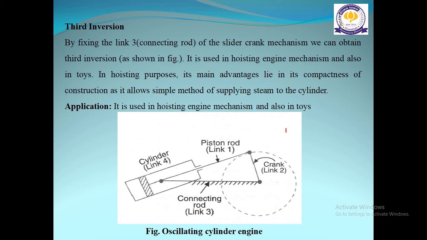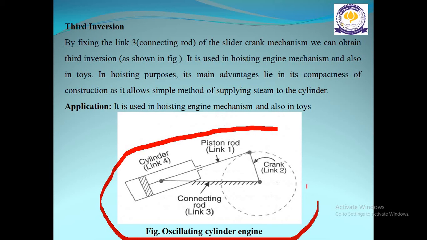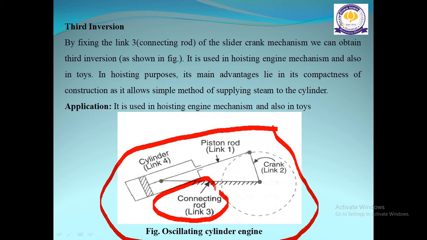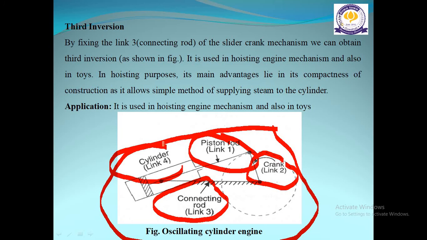So you can see here the figure of an oscillating cylinder engine, where link 3 is the connecting rod and it is being made fixed here. Link 2 is the crank, the piston rod is link 1, and the cylinder is link 4.